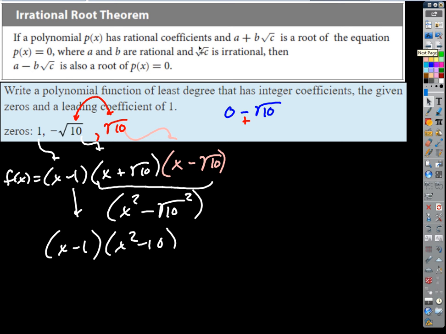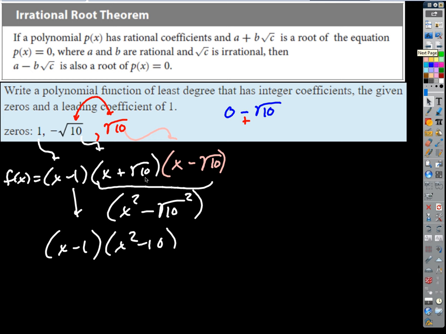So in this case, they gave us the zero x equals negative radical 10, which is the same thing as 0 minus radical 10. If I want to get rid of the square roots, I have to include its partner zero, which would be x equals 0 plus radical 10. I don't need the 0, but I need the plus radical 10 part. So if I create a third factor, corresponding to this other zero that's a conjugate partner with the negative radical 10, I get x minus radical 10 times x plus radical 10.